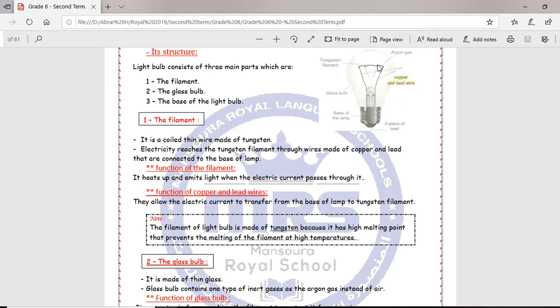The function of the filament is to heat up and emit light when the electric current passes through it. The function of copper and lead wires is to connect electric current from the base of the light bulb to the tungsten filament. So they allow the electric current to transfer from the base of the lamp to the tungsten filament.